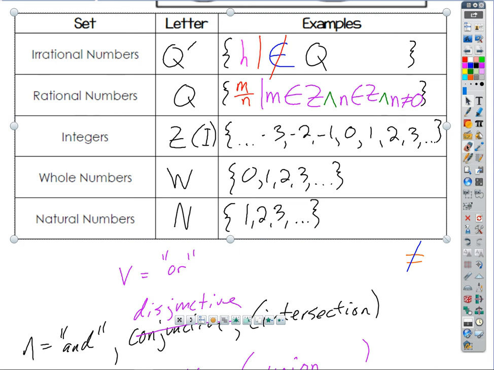I got to erase. Oh, here, I'll just do this. I'll just sneak a little H in there. How's that? So a mathematician would say the set of all H such that H is not an element of Q. Okay? That make sense?